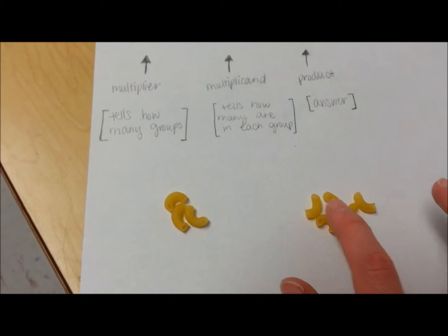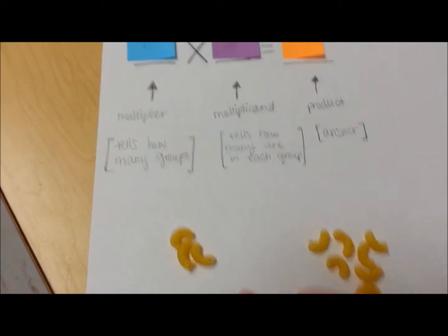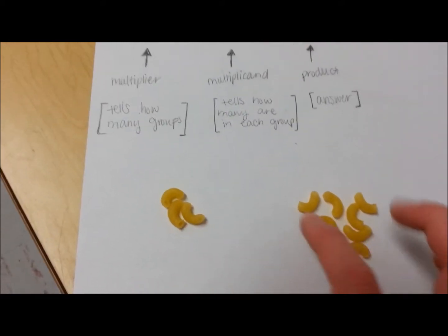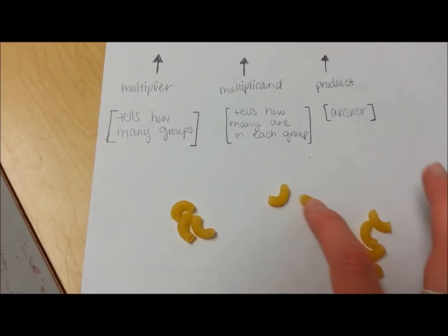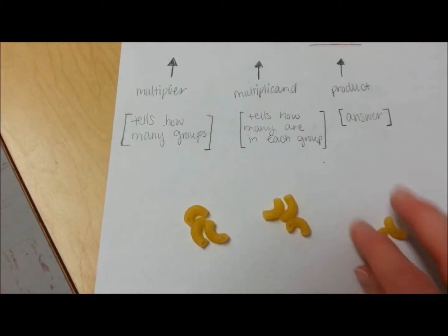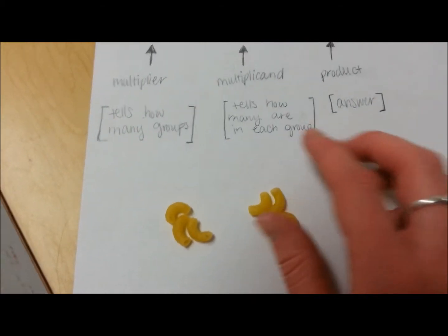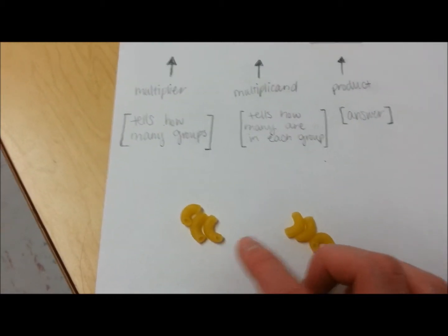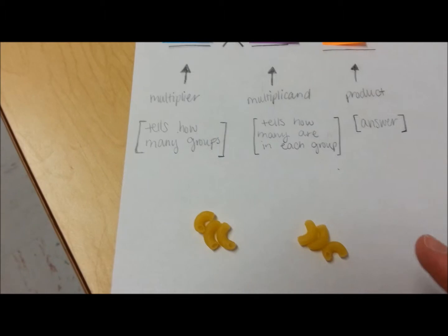Okay, let's count out another group. How many groups do we need? Do you remember? We need 2. So we've got 1 group and we go 1, 2, 3. So that's our second group. So we can get rid of these other ones. So we have 2 groups with 3 noodles in each group.